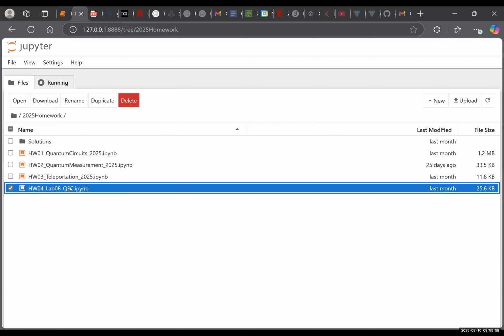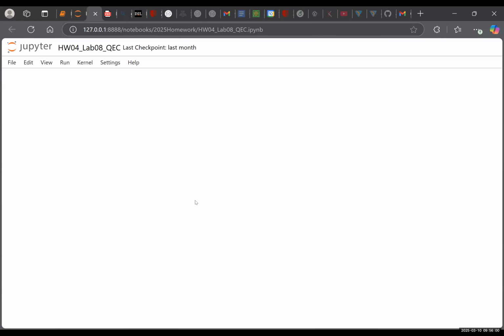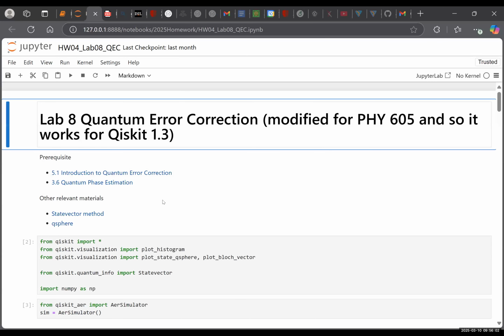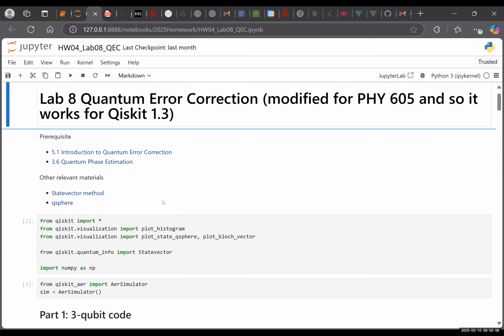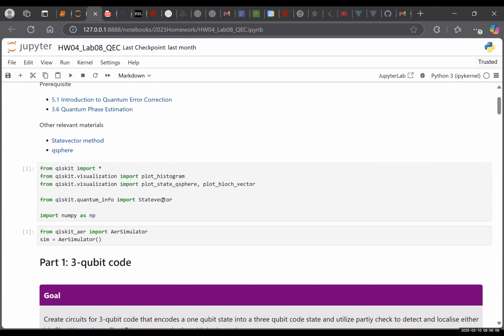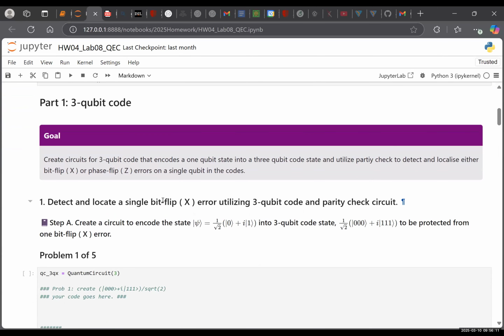Okay, let me share this other screen. So you did this lab. Yeah, this code is modified, so it should work for the current Qiskit version. 3-qubit code.